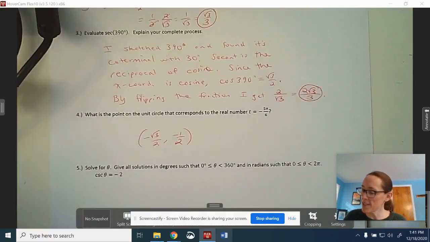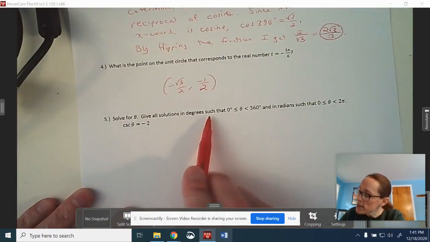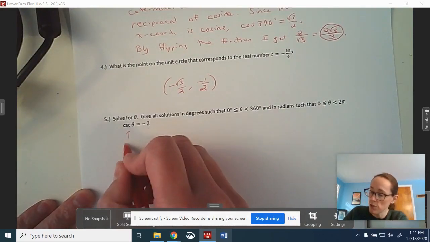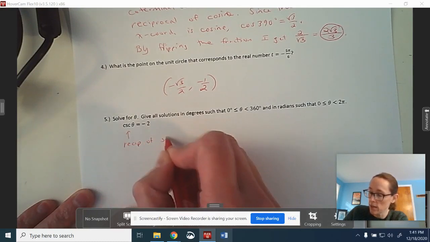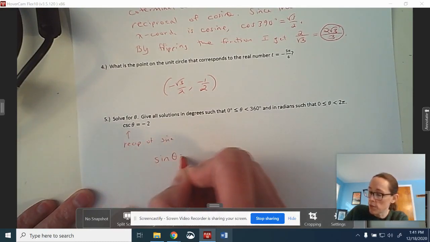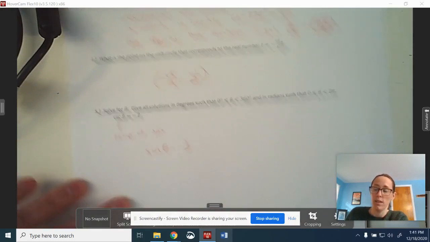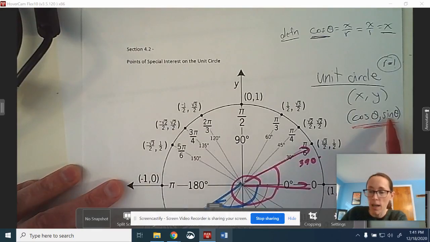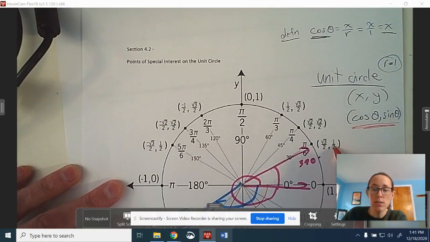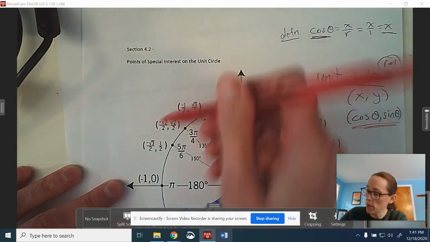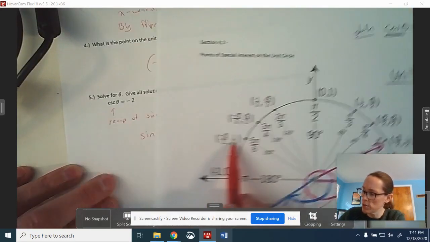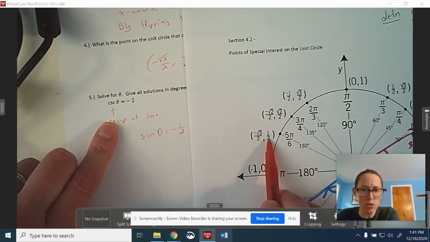All right, the last one is to solve for theta. We want to know all the places where cosecant is negative 2. If cosecant is negative 2, remember this is the reciprocal of sine. So I'm looking for where sine is negative 1/2. I go to the unit circle, and since the y-coordinate is sine, I'm looking for where sine is negative 1/2. This will not do because the y-coordinate there is 1/2. I want negative 1/2. So I work my way around. And this won't work either because the y-coordinate is positive there. So cosecant here would be positive 2, not negative 2.